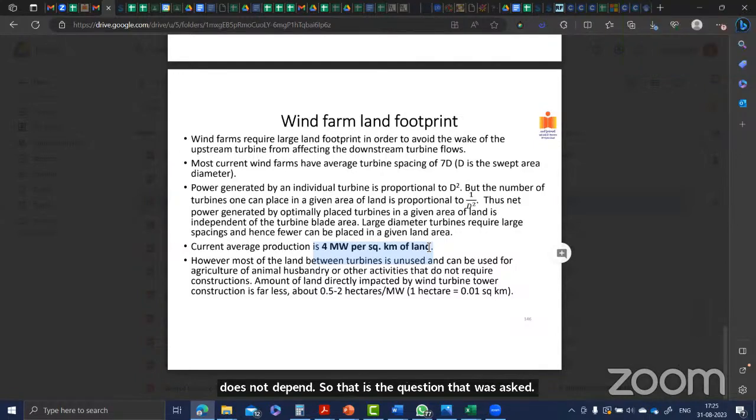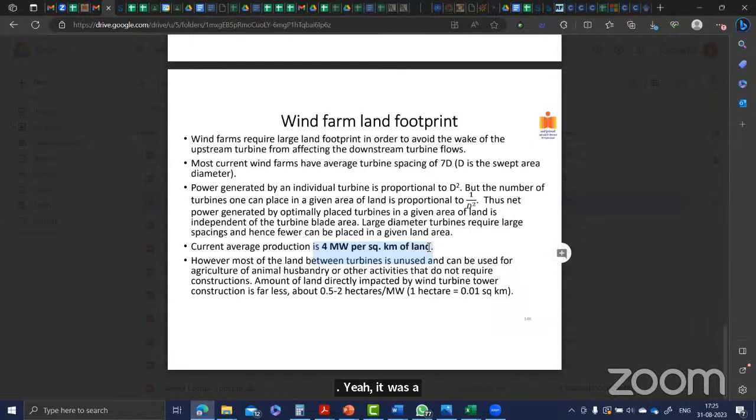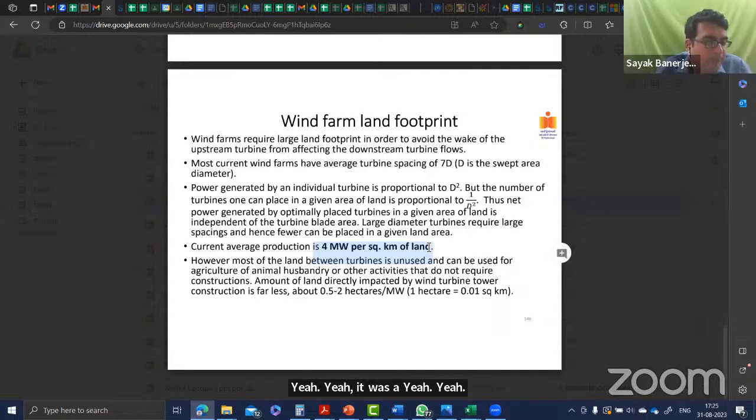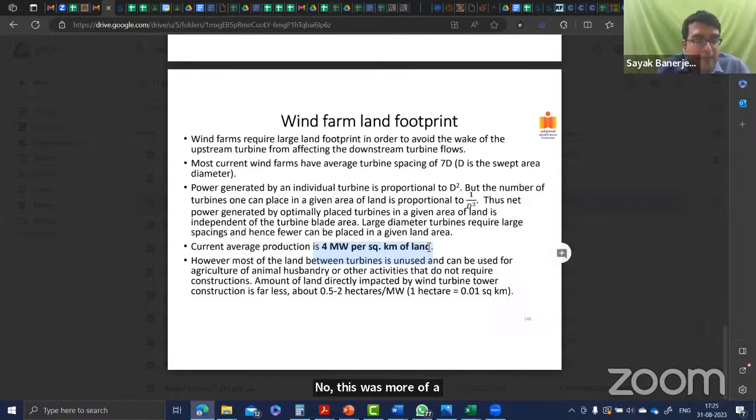2-3 concepts were clubbed, so it was difficult to get. Yeah, it was difficult to judge in just true and false. If some calculation were there, then probably no, this was more of a conceptual thing, that in a wind farm area, what is the power generated? That was averagely constant. It does not depend on the diameter. Yes, sir.